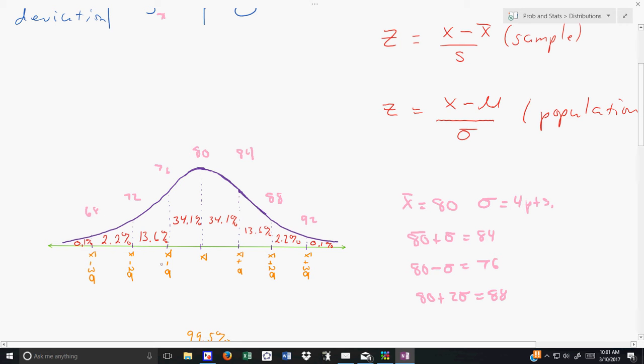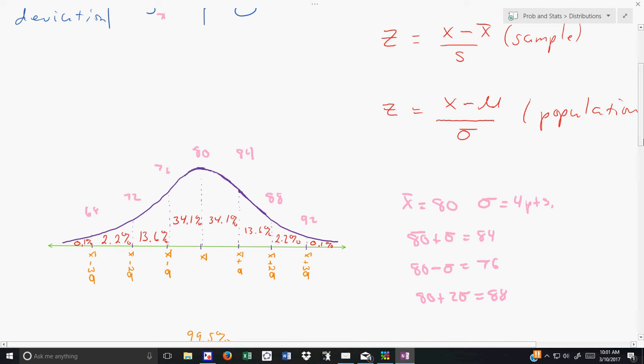So that's how it works. You can see 34% of my students got between a 76 and an 80. I think that's probably the best way to explain it. 34% of my students got between an 80 and an 84. Between an 84 and an 88, only 13.6% of the students received that score. And look at this, between an 88 and a 92, only 2.2%.